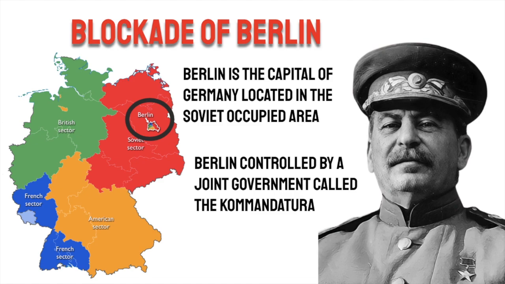So if we go back to Berlin, it is the capital of Germany, and it is located within the Soviet-occupied territory. Now, Berlin as a city was being administered by a joint government, which was made up of the Russians, the British, the Americans, and eventually the French, called the Kommandatura. So this governing body was in charge of administering both Eastern Berlin and Western Berlin.